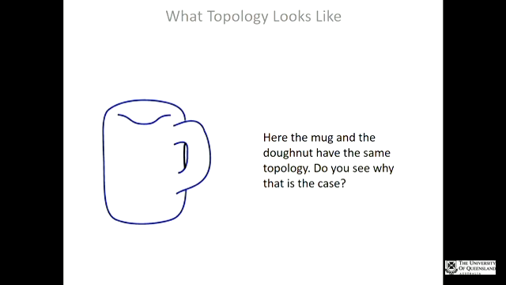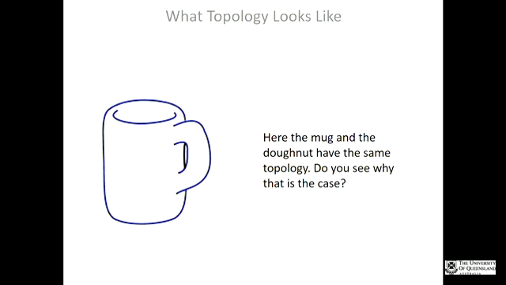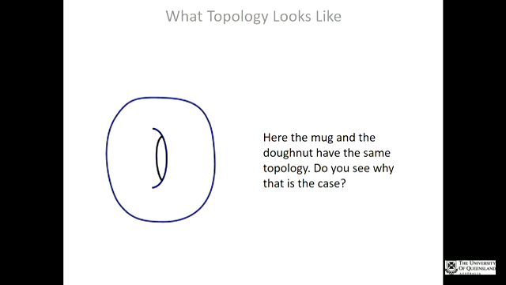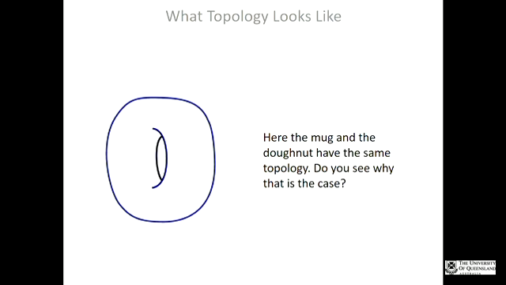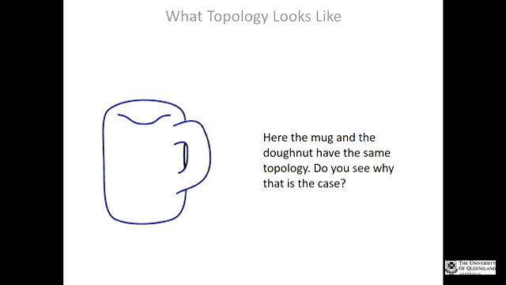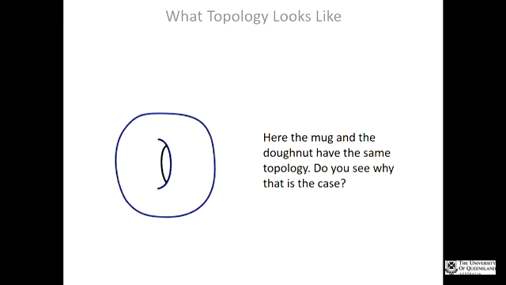Okay, I'm just going to give you an illustration of topology. This is a donut and a cup. The topology is the same. Why is the topology the same? It's been transformed, but they both have the same topology. And what type of topology do you think it is?